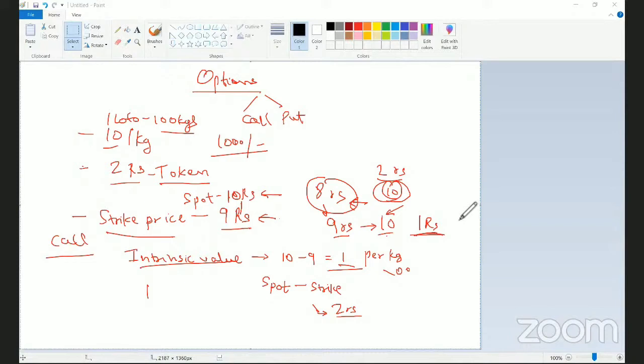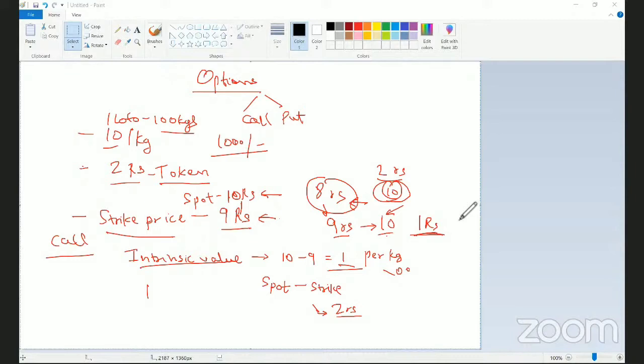Or 9 rupees payable after a month, up to you. So if you enter into a contract now, you are paying only 1 rupee to the vendor, 1 into the lot size. So lot size is what? 100 kg. So you pay 100 rupees to the vendor.